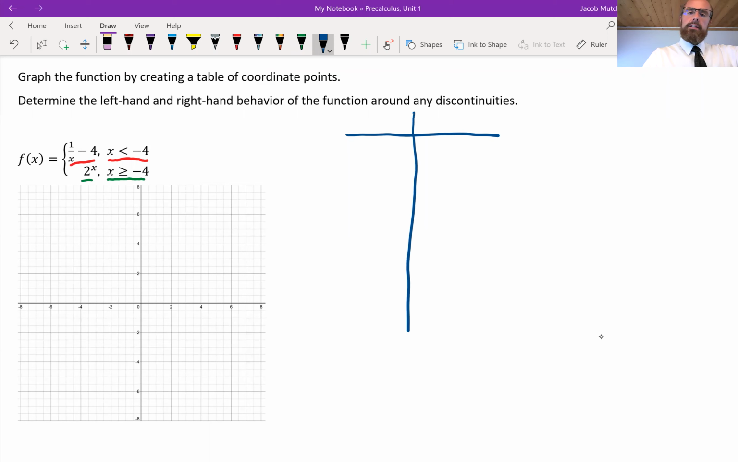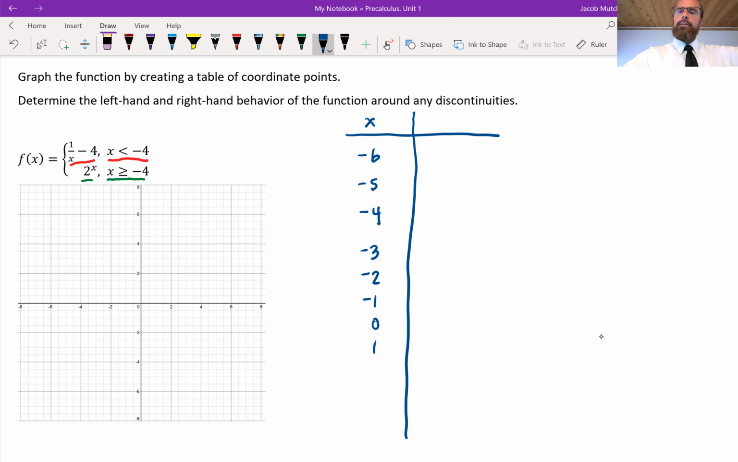And I know that I need to focus on -4 since that's the cutoff between one function and the next function in the piecewise. So I'm going to go -4 and then back up to -5 and -6. I'm also going to include some of these other values. So let's go -3, -2, -1, 0, and 1, just to catch that other function, the 2 to the power of x.